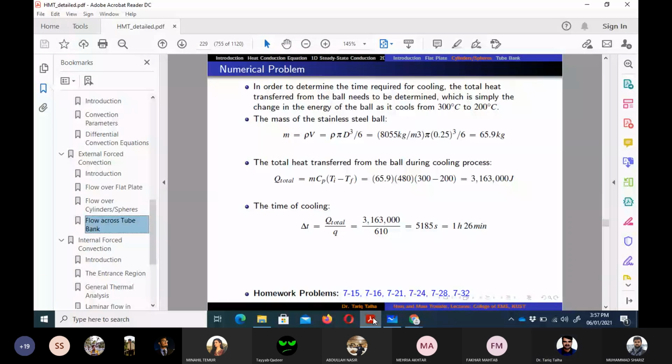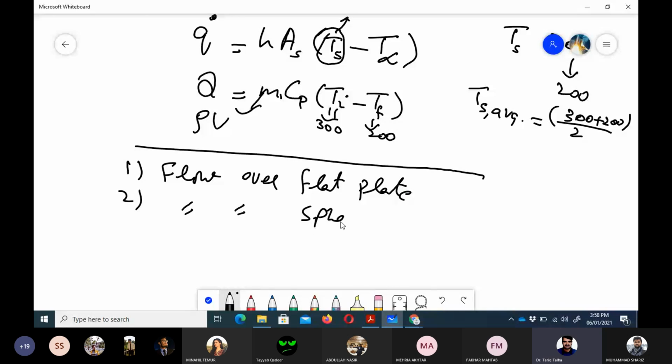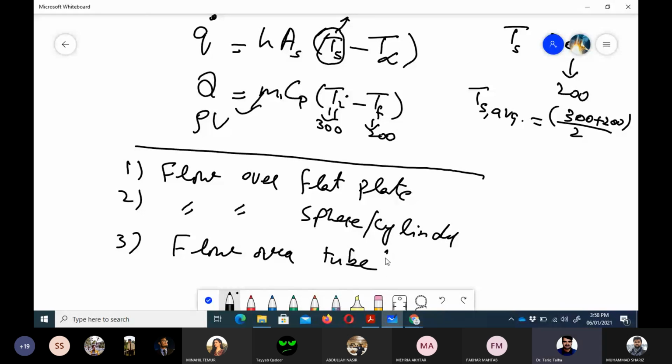Okay sir, so up to now we have covered flow over flat plate, and then we have covered flow over sphere or cylinder, and now the next topic is flow over tube bank. Now, as Sharif has just asked whether we should do the project for the heat exchanger.